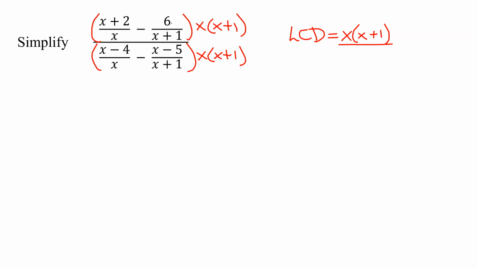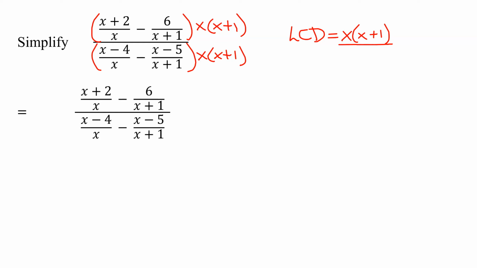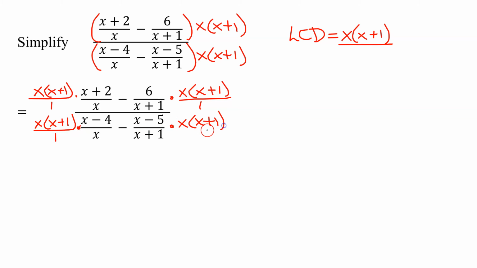I think it pays to rewrite the problem like this and then multiply each term individually by the LCD. Since these terms are fractions, I'm going to turn my LCD into a fraction by dividing it by 1. So I'm just going to multiply each term by x times x plus 1 over 1. It takes a little time, but I think you'll make fewer mistakes in the end. Now we're ready to simplify.